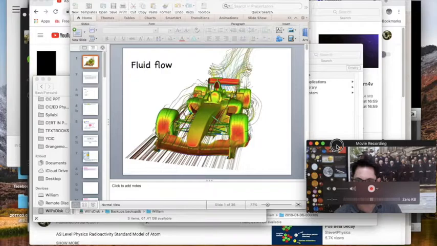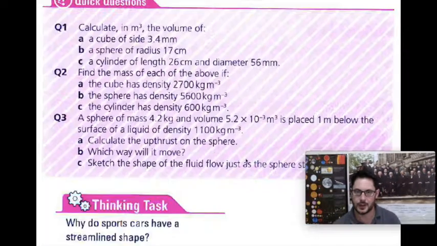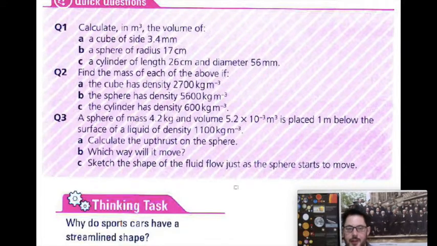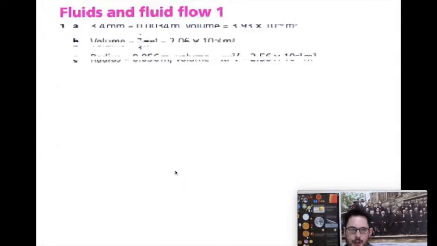I'm just going to have to quickly move myself out of the way. Okay, there we go. And here you can see that question is similar to the one we've just done. Okay, calculate the upthrust. Which way will it move? Okay, pause the video. Then I'll give you the answers. Okay, let's go on.